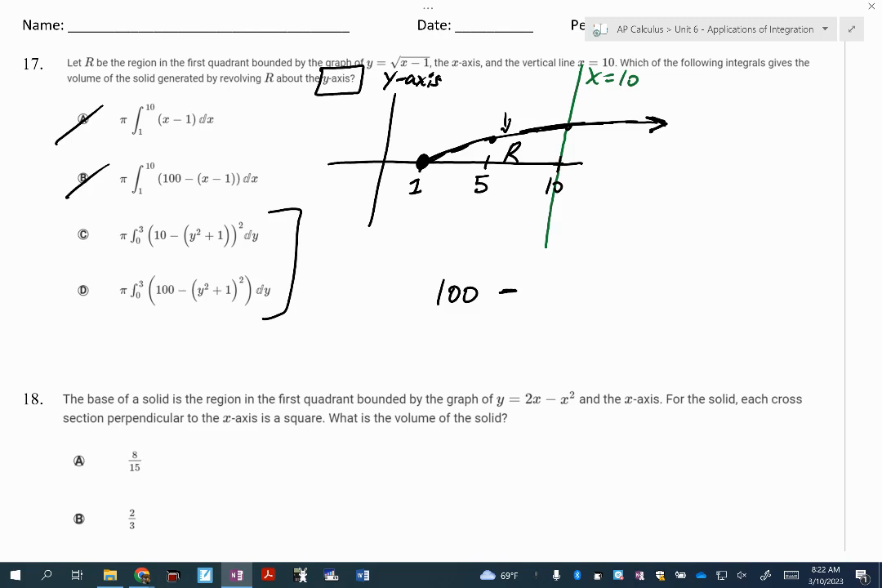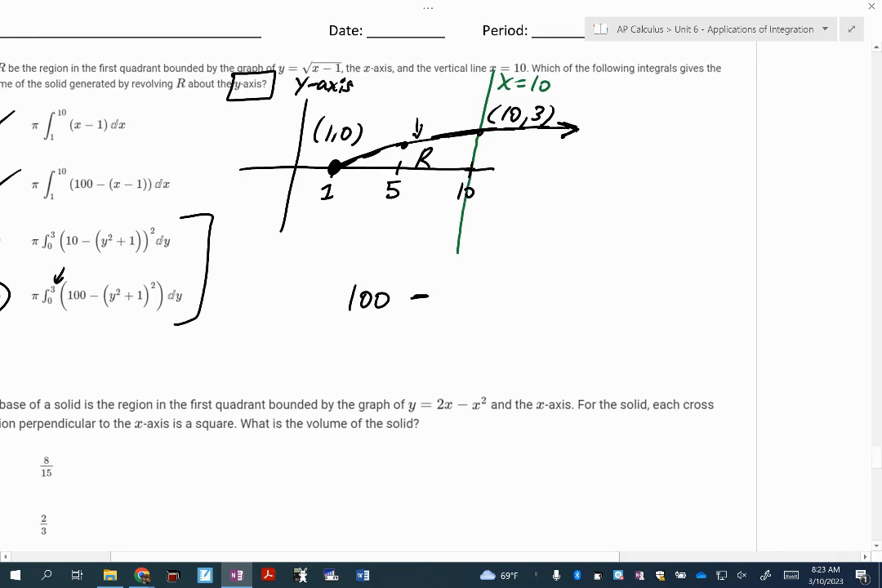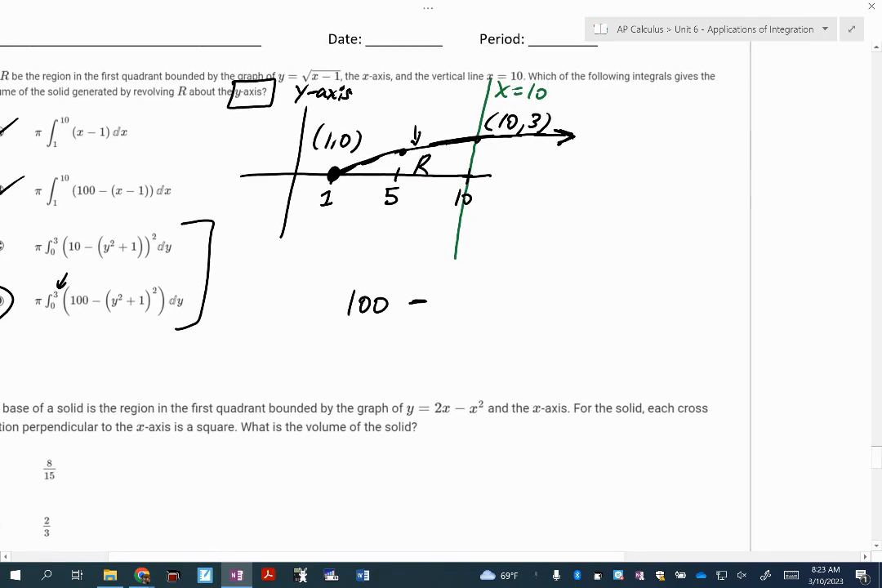And you probably already see what the answer is right now. Just to make sure you're on the same page, this ordered pair is 1, 0. This one is 10, 3. So that's why you see 0 to 3. So D is the answer. But let's make sure you know why they used y squared plus 1.